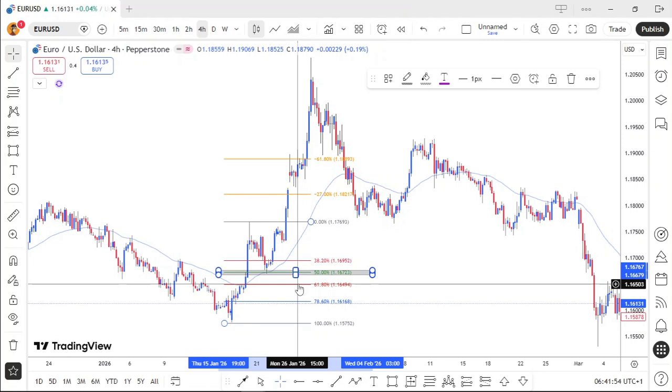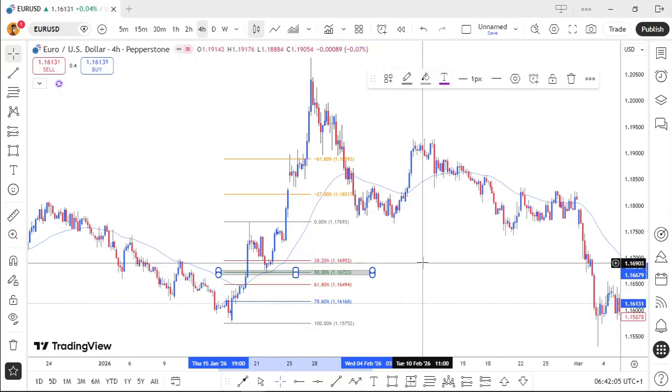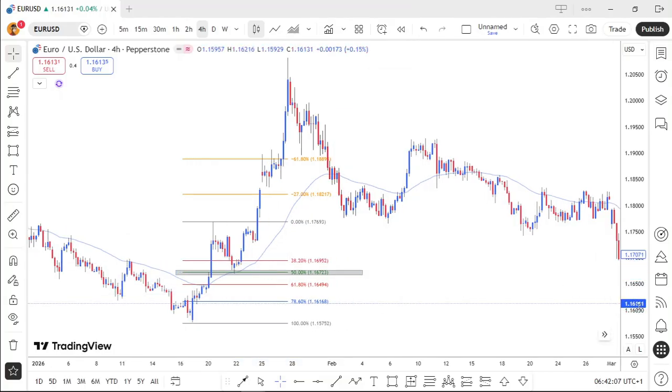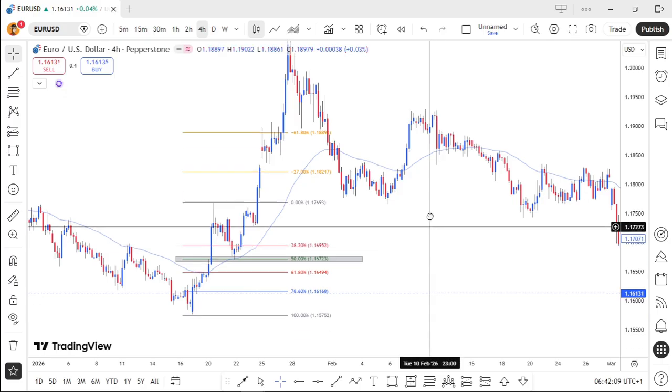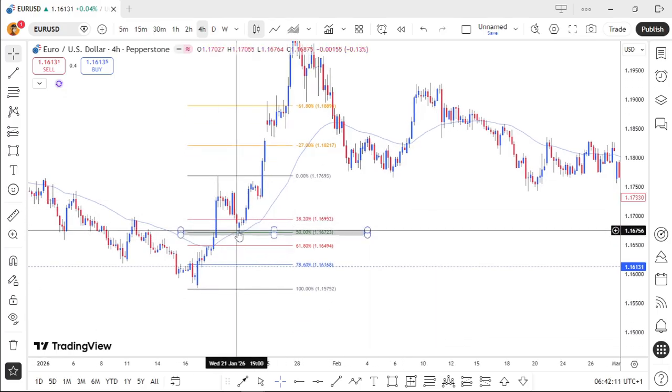So when price retraces to the 50% or the 61.8 level and shows rejection, that can be a strong entry opportunity. So that rejection now will be a strong entry opportunity. And when the market came and showed us that rejection at this level, you can see the rejection. It shows us a hammer candle.